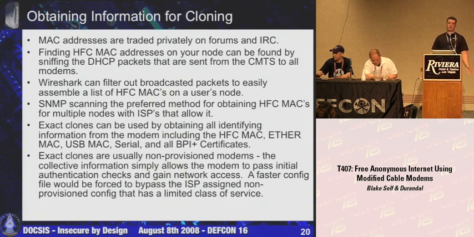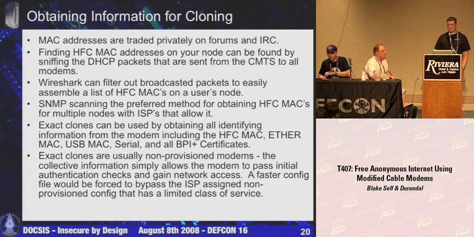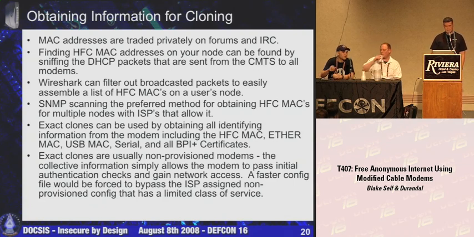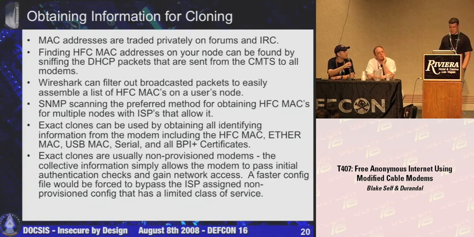Obtaining information for cloning: people ask, if they're not right there where I can just sniff the traffic, how am I supposed to get this information? Well, like everything, it's traded privately on forums, IRC, and whatever other mediums people use to communicate. HFC MAC addresses on your node can be found just by sniffing the DHCP packets sent from the CMTS to the modems. You can hook a modem up, run Wireshark, easily get a list, and trade it with someone on a different node, a different CMTS. There are also programs, one called Coax Thief from TCN ISO, and DHCP Force will do that. The other method is SNMP scanning, but it only works on certain ISPs, where you can get HFC MACs from farther away.